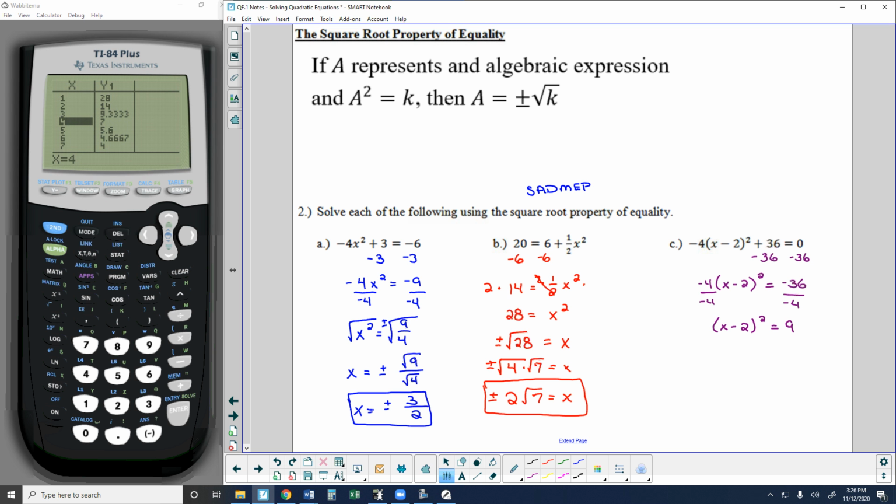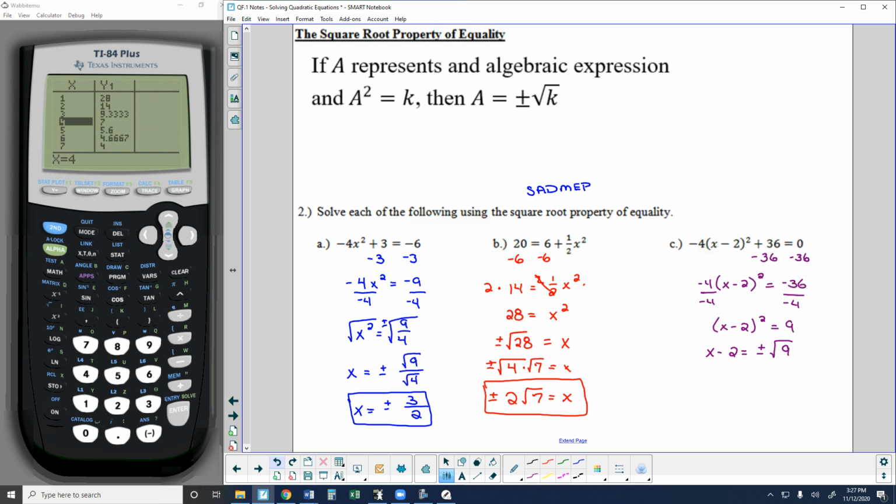Now I want to get the x by itself, but there's that negative 2 inside the parentheses. I can't work with that negative 2 yet because it comes in parentheses, which is last. So before parentheses, I need to deal with exponents, which means I need to take the square root of both sides to get rid of this square. So x minus 2 is going to equal positive and negative versions of the square root of 9.